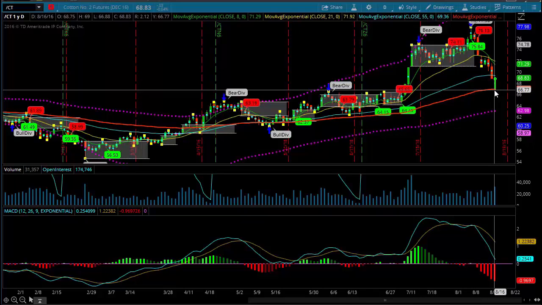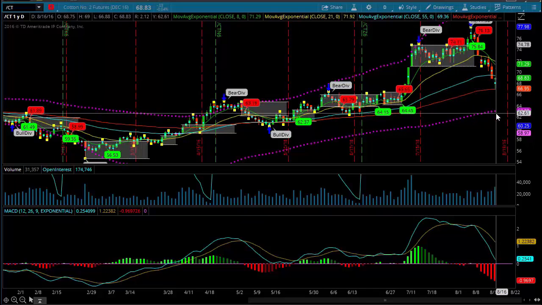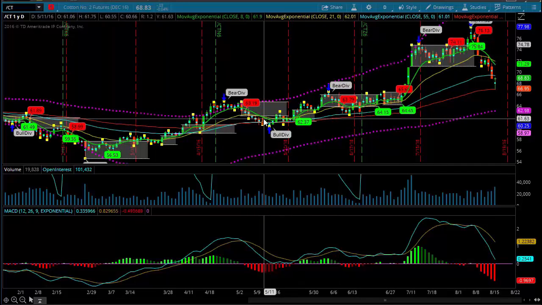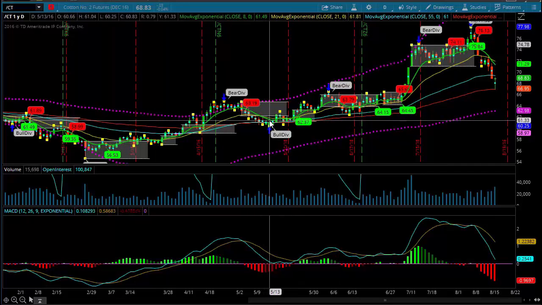Now, it still looks weak. I would be looking for a continuation in here that we might run it down to about 63 cents. That would put us right into this support over here that we saw early in May.